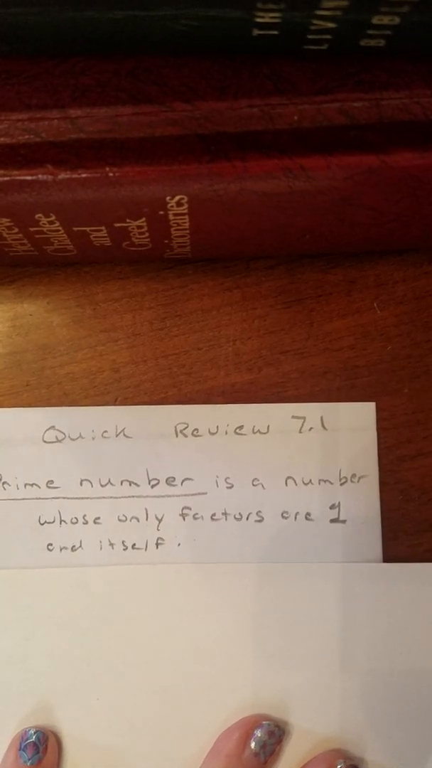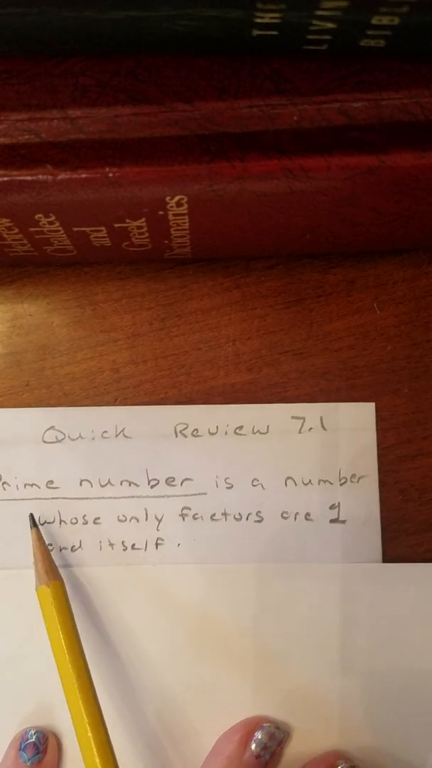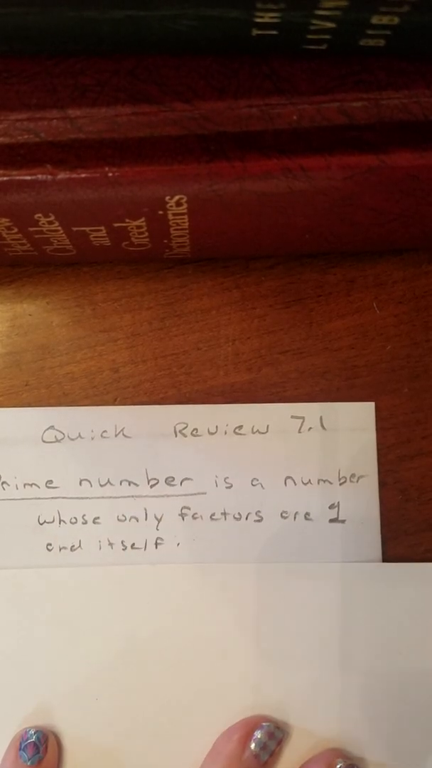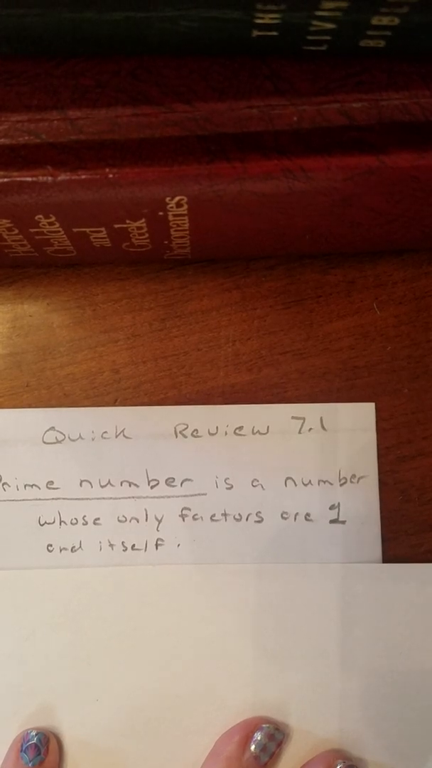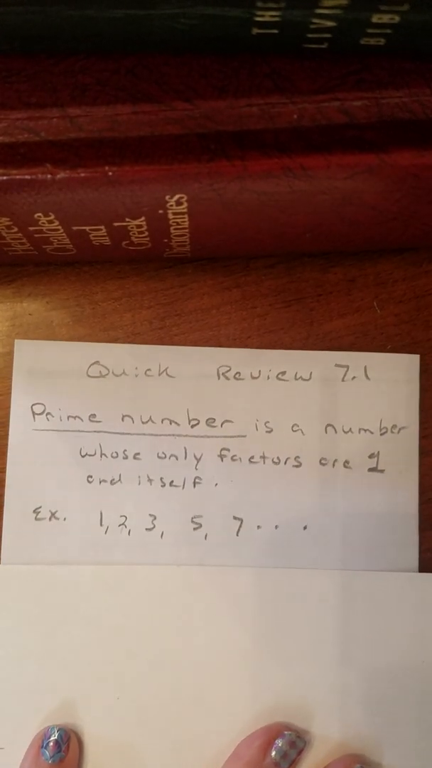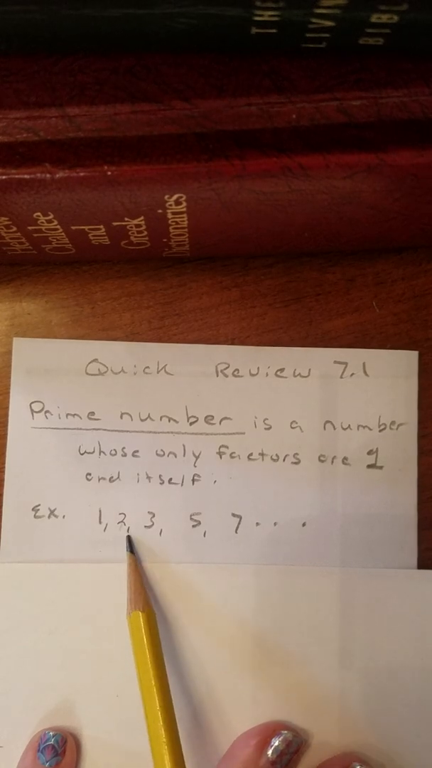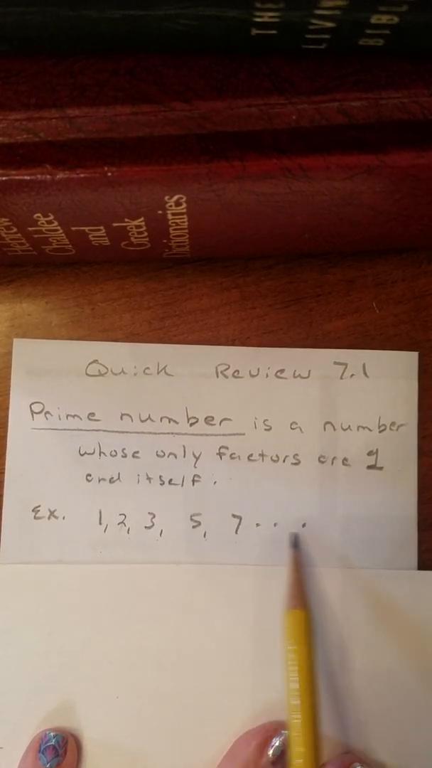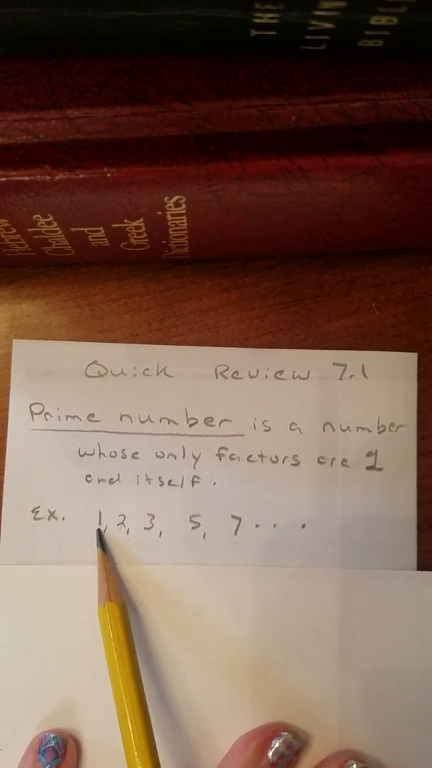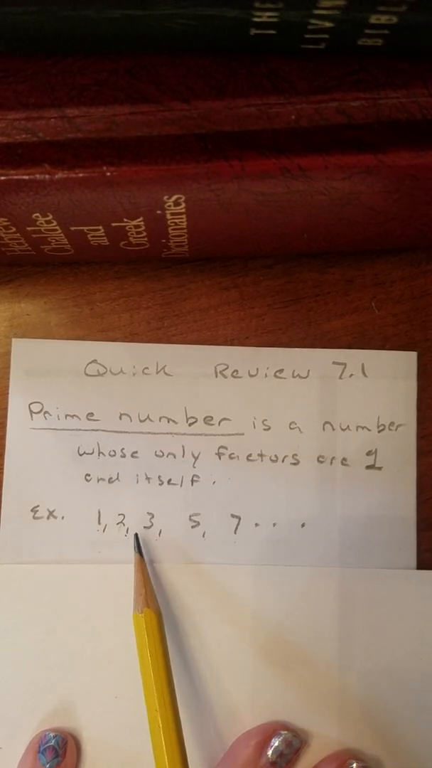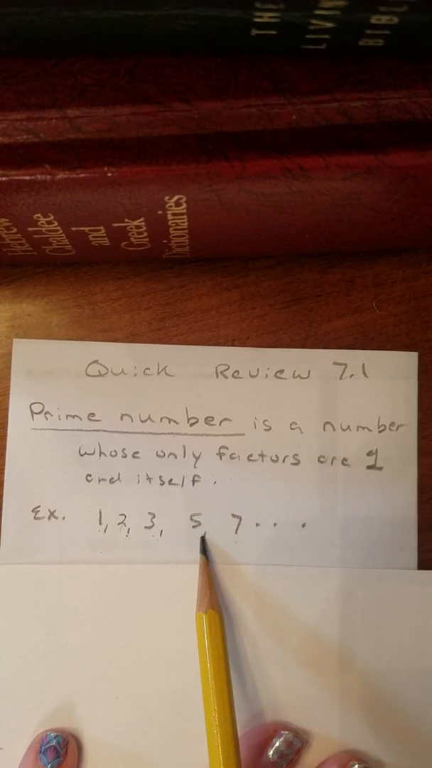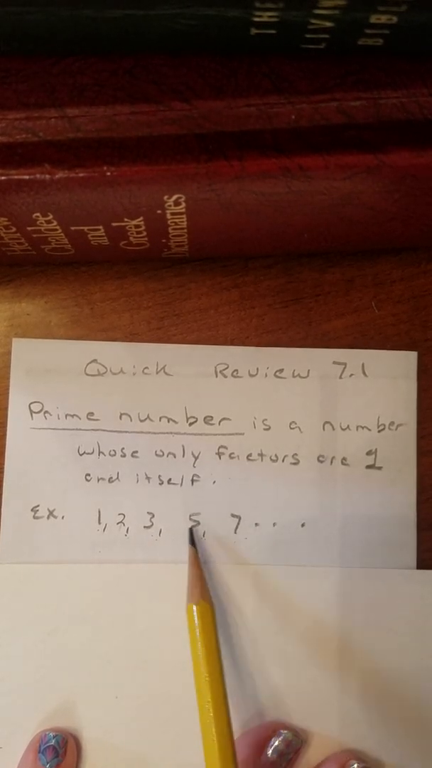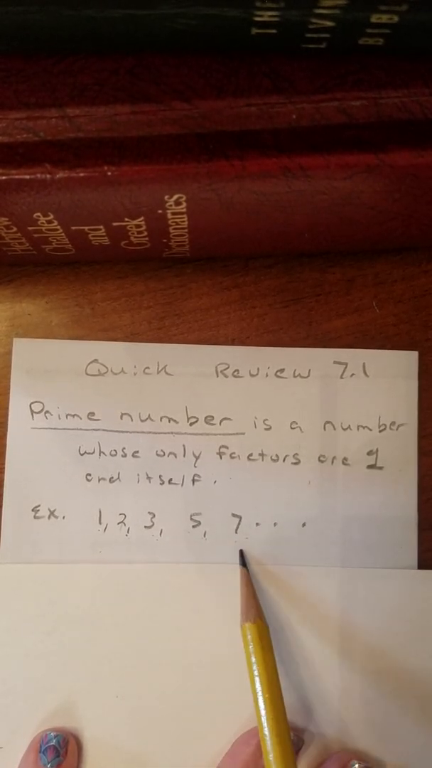One, and it's reviewing some basic arithmetic that you know, and one of those is the definition of prime number. A prime number is a number whose only factors are 1 and itself. For example, primes would be 1, 2, 3, 5, and 7, and so forth, because 1 times 1 is 1, 1 times 2 is 2, 3 times 1 is 3, 5 times 1. There are no other factors except for 1 and itself. So these are all prime numbers.